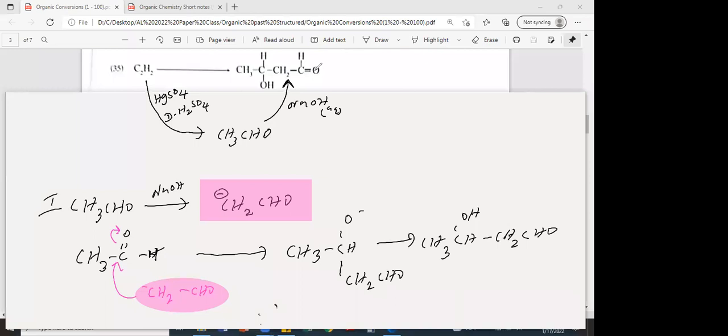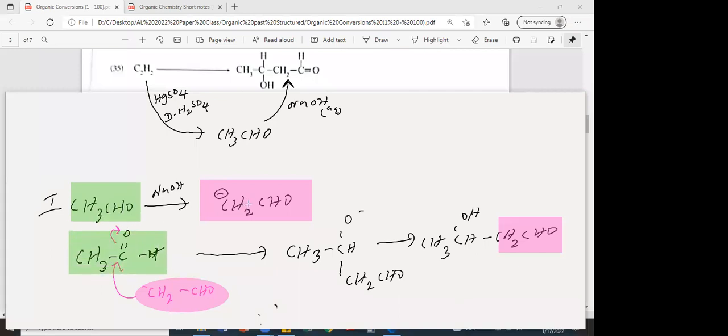Is that clear? This is the CH2CHO added. That means the carbon chain becomes double. Two carbon become four carbon. Is that clear, Arkam? Because that day also I explained this.